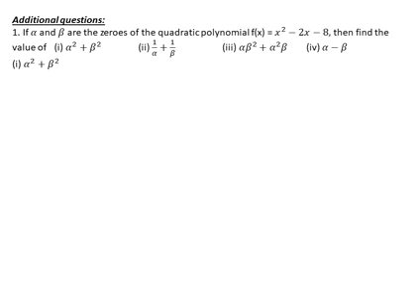Whenever we are finding the values, first we need to convert in the form of alpha plus beta, alpha beta. From the polynomial we can find only alpha plus beta, alpha beta. How can we find alpha square plus beta square, 1 by alpha plus 1 by beta and all? We can't convert directly. So first we need to change in terms of alpha plus beta, alpha beta.